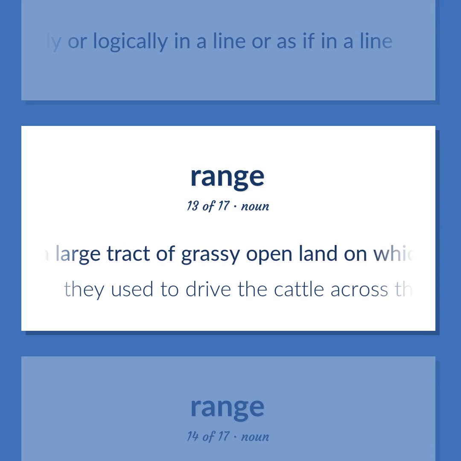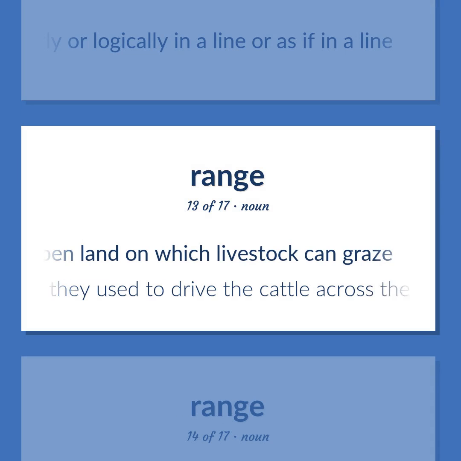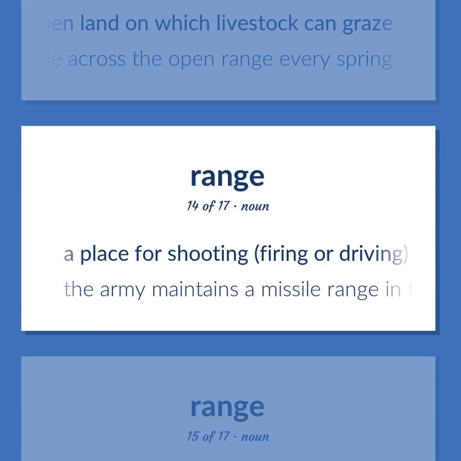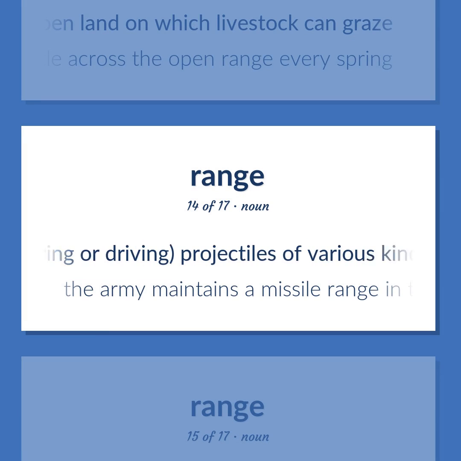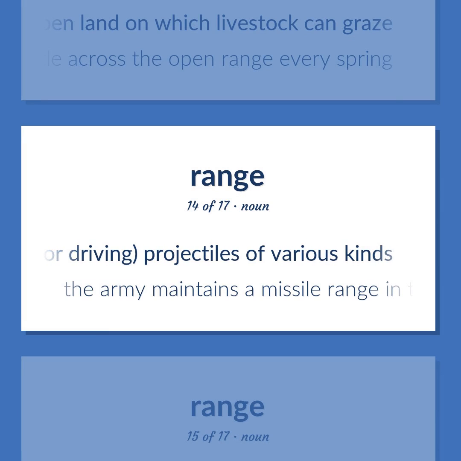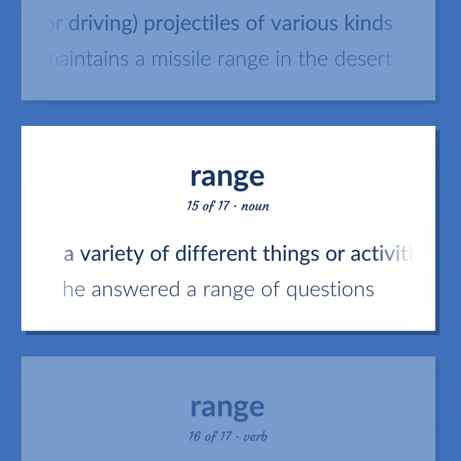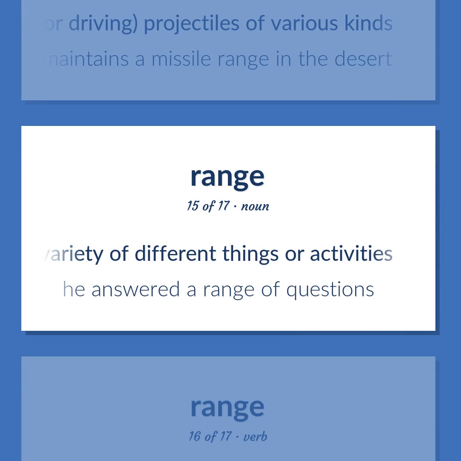A large tract of grassy open land on which livestock can graze. They used to drive the cattle across the open range every spring. A place for shooting, firing or driving projectiles of various kinds. The Army maintains a missile range in the desert. A variety of different things or activities. He answered a range of questions.